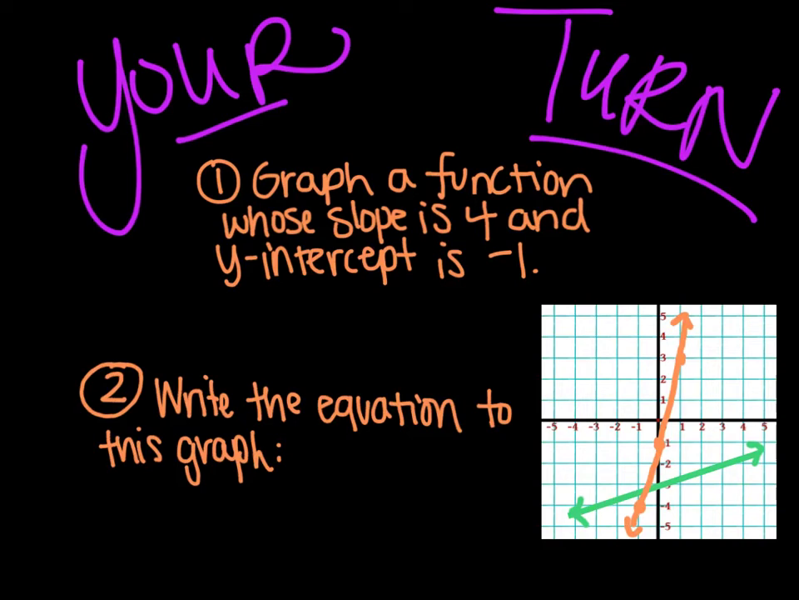Number 2, write the equation to the graph in green. That would be y equals, and then your slope is up 1 and over 3. So 1/3 x. Y-intercept is -3, so y equals 1/3 x minus 3.